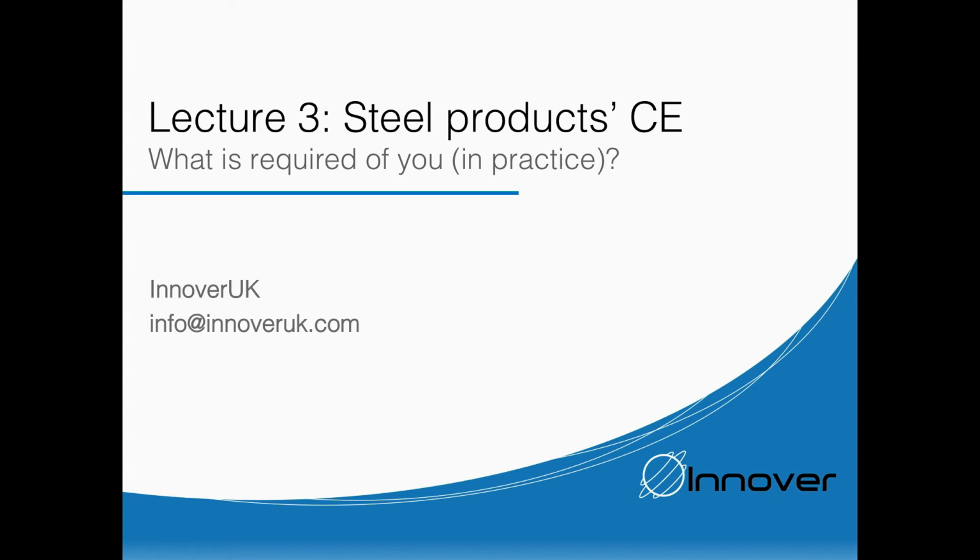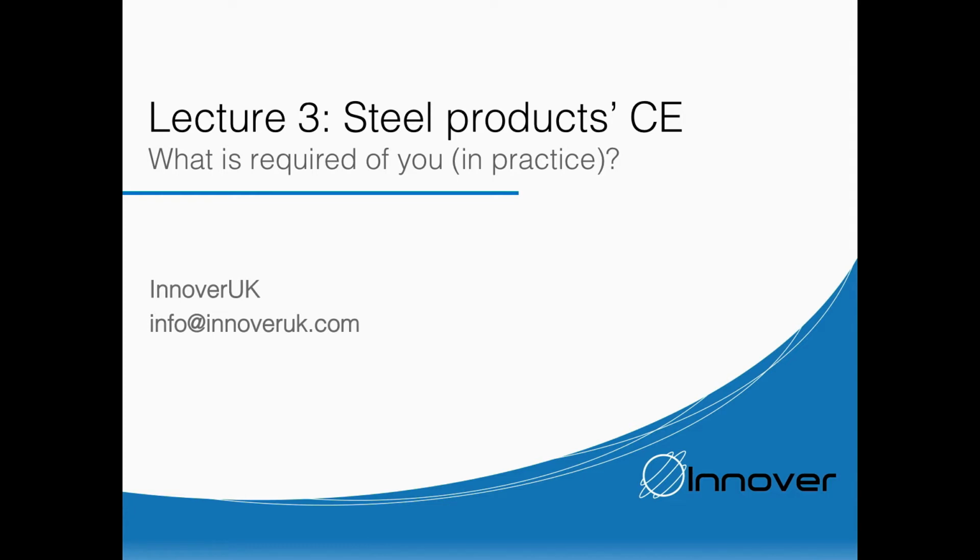In this third lecture we're going to go into more detail about the structural steel product CE marking, and we are basically going to see what is actually required of you in practice to CE mark a structural steel product, and also take the opposite look and see what is required of you to manufacture a steel product that is going to be CE marked.